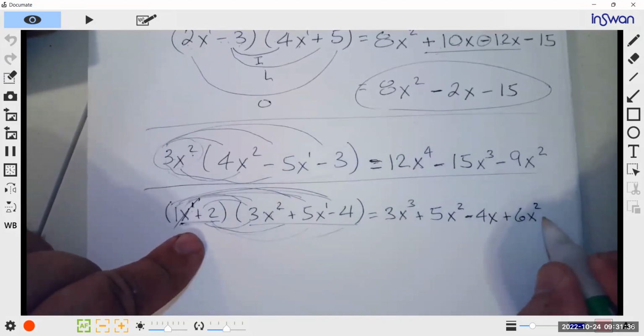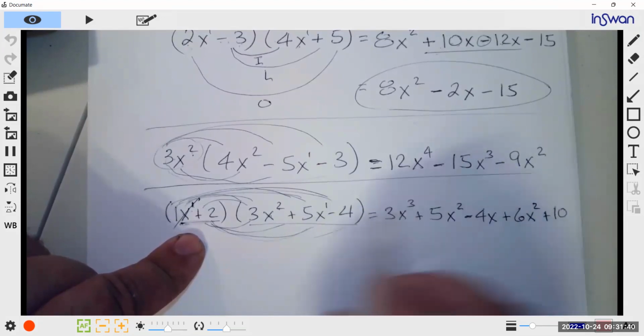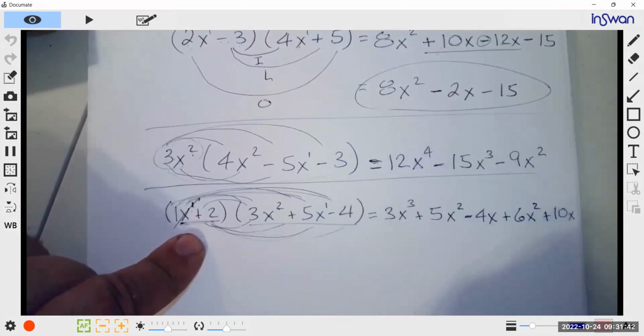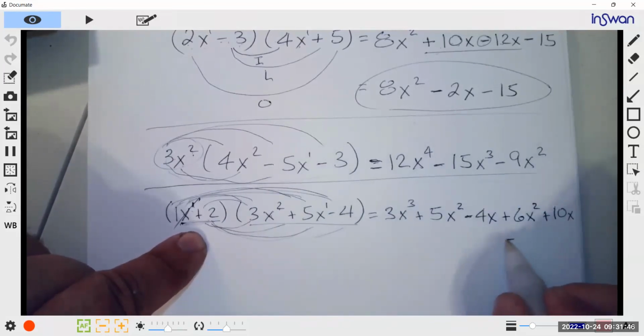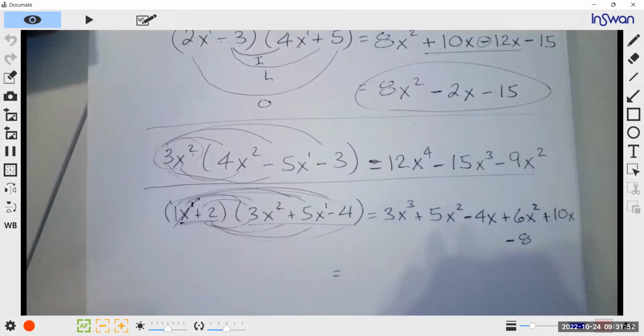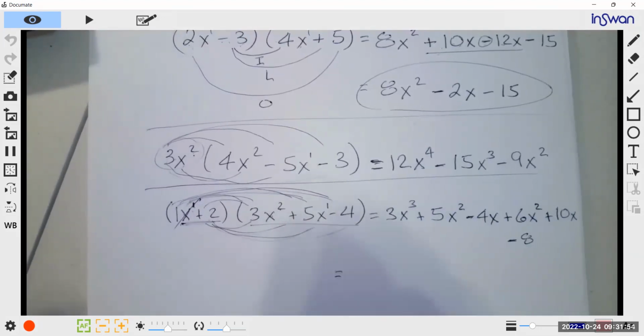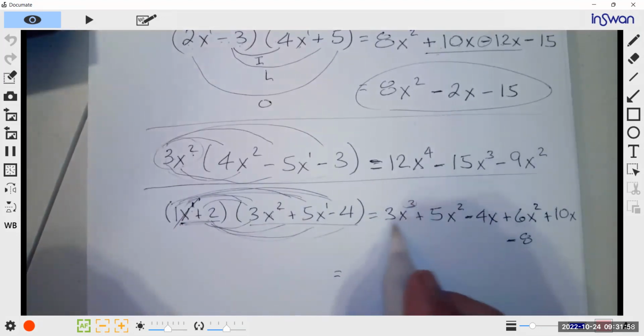Positive times positive is a positive. 2 times 5 is 10, and we have an x. Positive times negative is a negative. 2 times 4 is 8. Since I got rid of the parentheses, combine like terms. How many x? That's the only x cubed.